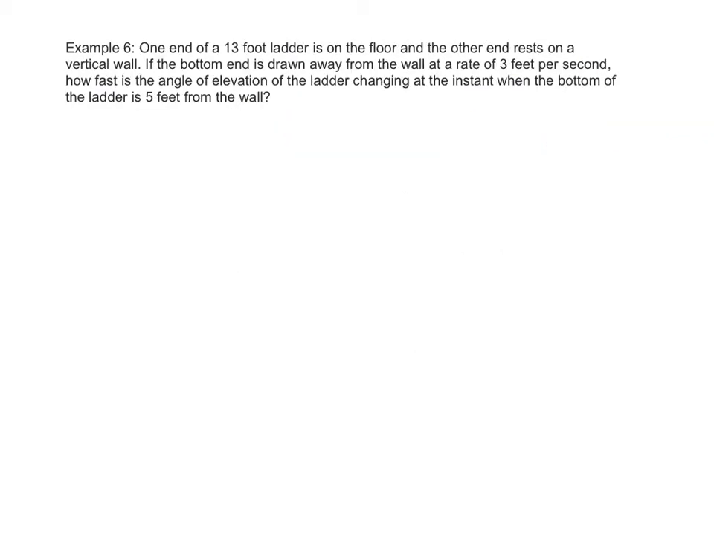Okay, last example in this video. It's another ladder question. We have this 13-foot ladder once again, leaning up against a wall, so we know we're going to have a right triangle. And we have this bottom end, all right, it's drawn away from the wall, so I'll just use an arrow to indicate the direction. It's being drawn away from the wall at a rate of 3 feet per second. So we're talking about the bottom. We're going to just call that x. And we know that dx/dt, the rate here, is 3 feet per second.